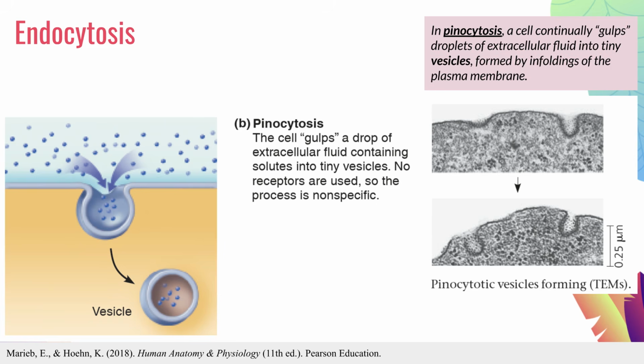In pinocytosis, the cell takes in droplets of extracellular fluid. This process happens continually and involves small vesicles. On the right are micrographs, which provide real examples of pinocytotic vesicles forming in the membrane.